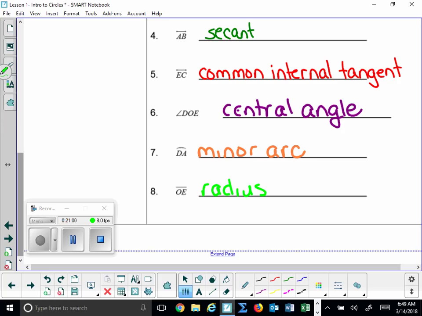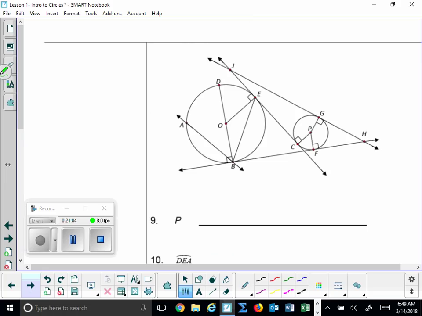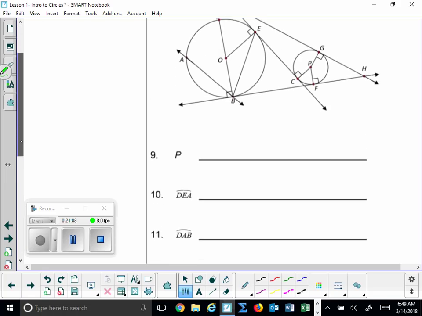On the next page, I copied the same diagram because we haven't used very much of it yet. And I'm continuing on with the questions. Point P. Point P is a center.